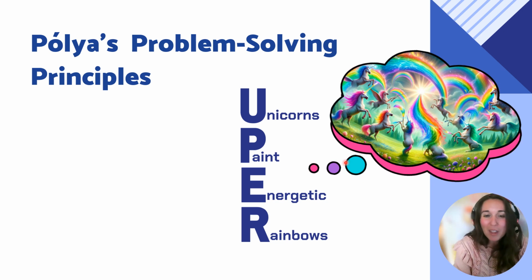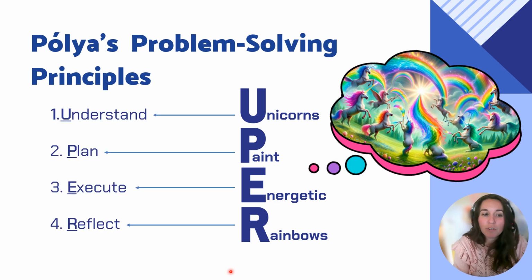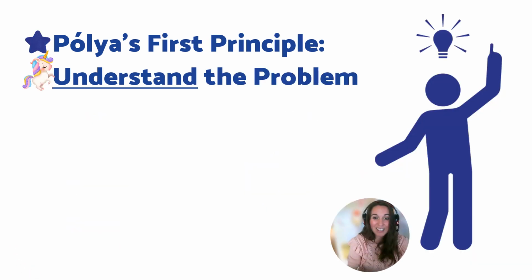So just to jog your memory, a mnemonic device is a sentence or phrase where each letter stands for the letter of something we're trying to remember. And so here we're trying to remember each of Polya's principles of understand, plan, execute, and reflect. So just keep that in the forefront of your mind as we go through this video. Okay, friends, let's jump in and get started.